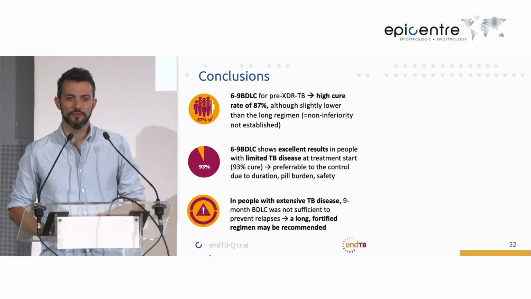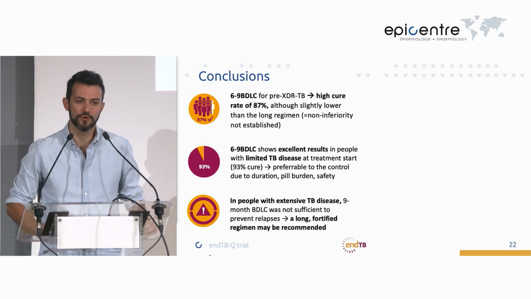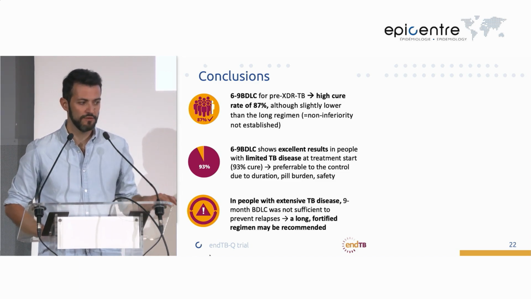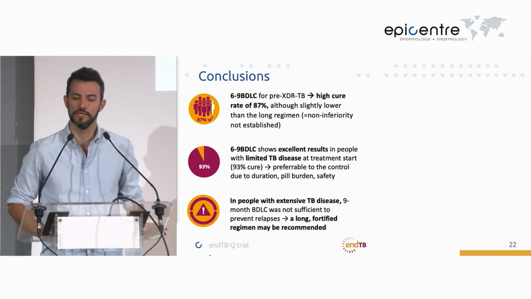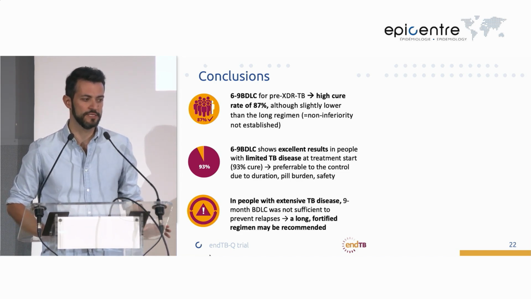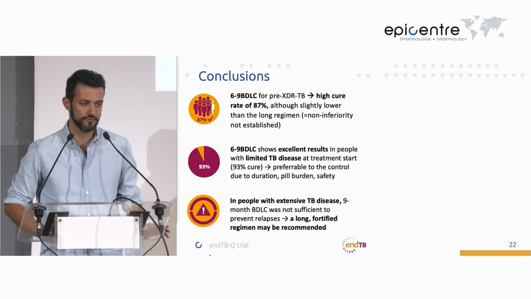So first of all, we found that the experimental regimen of 6 to 9 months of BDLC for pre-XDR-TB patients had a high cure rate of 87%, so very good results. However, these rates were actually slightly lower than the long control regimen, and therefore non-inferiority was not established. In patients with limited disease at baseline, as we have defined them, the 6-9 BDLC regimen showed excellent results, and actually we think that this regimen could be preferable to the control in this population due to much shorter duration, lower pill burden, and better tolerability.